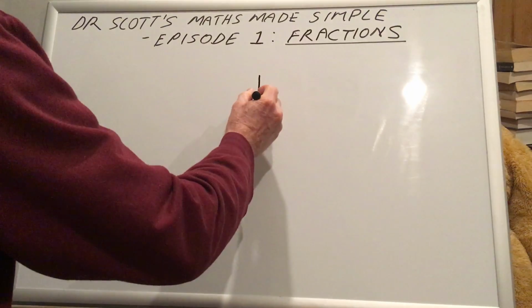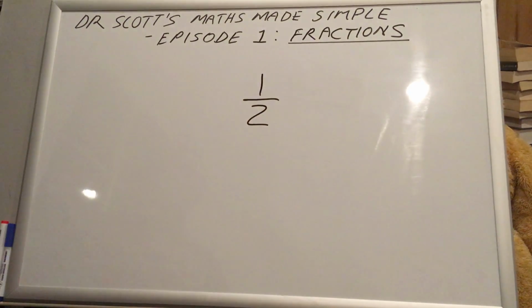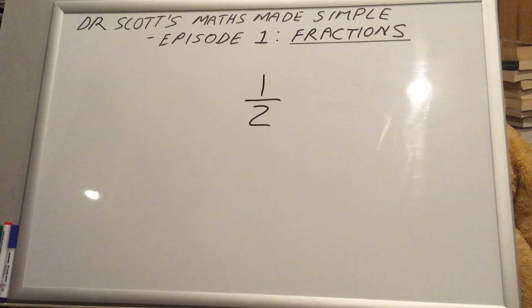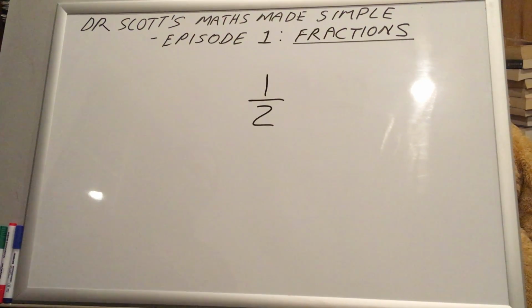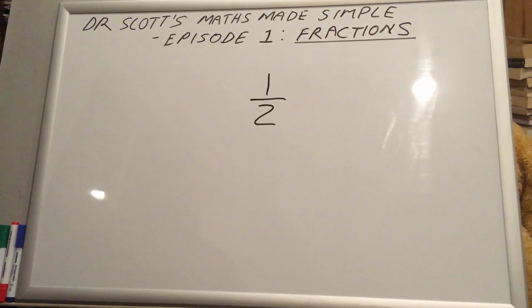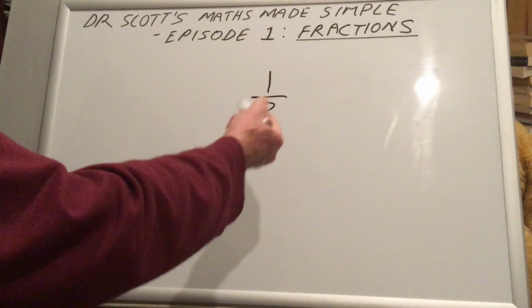This is a fraction, 1/2. You can have half an apple, half a cake, half a chair, although that's a bit tricky, half a carrot. So that is a fraction. That's probably your simplest fraction.